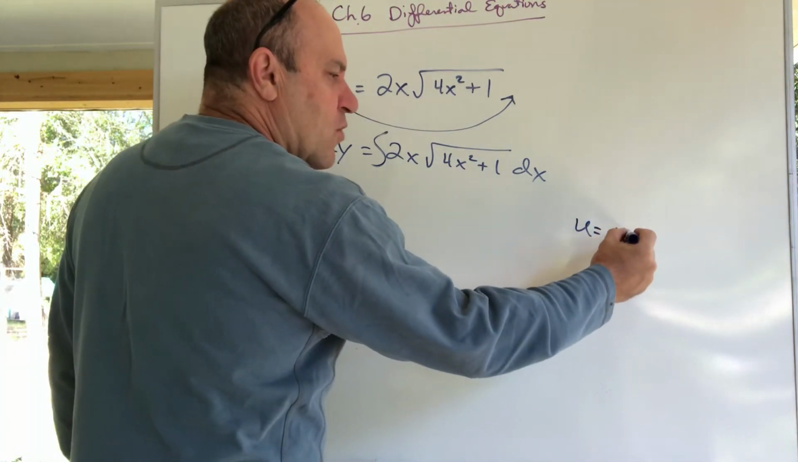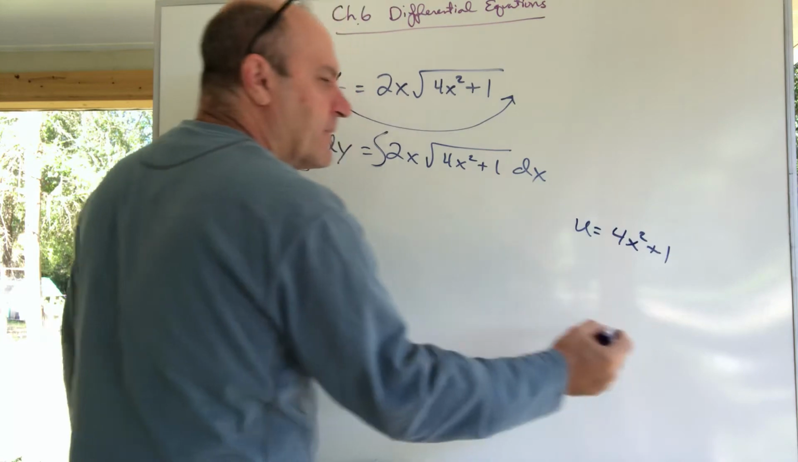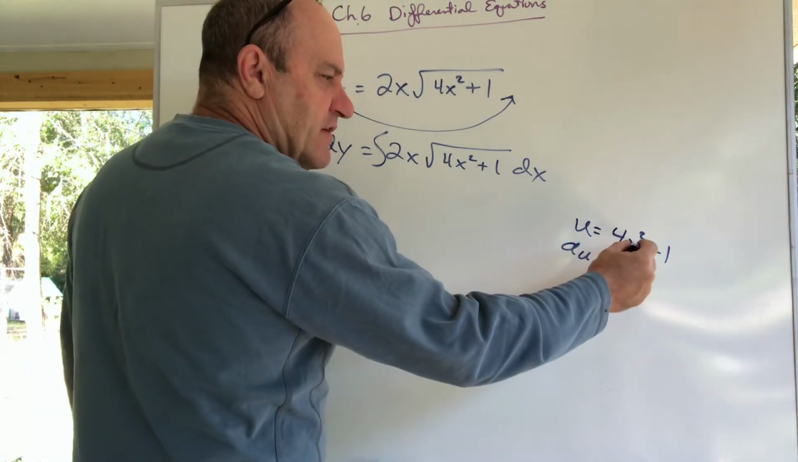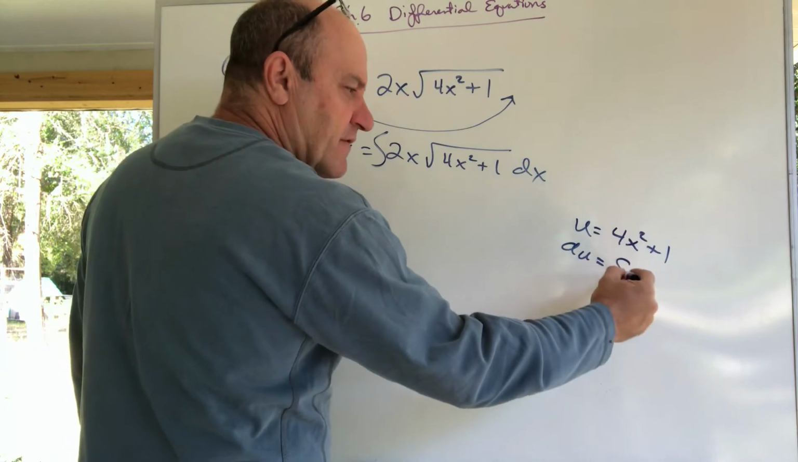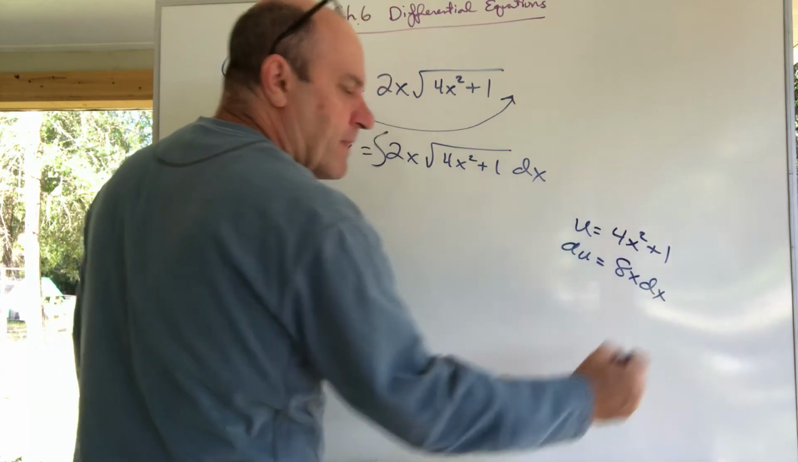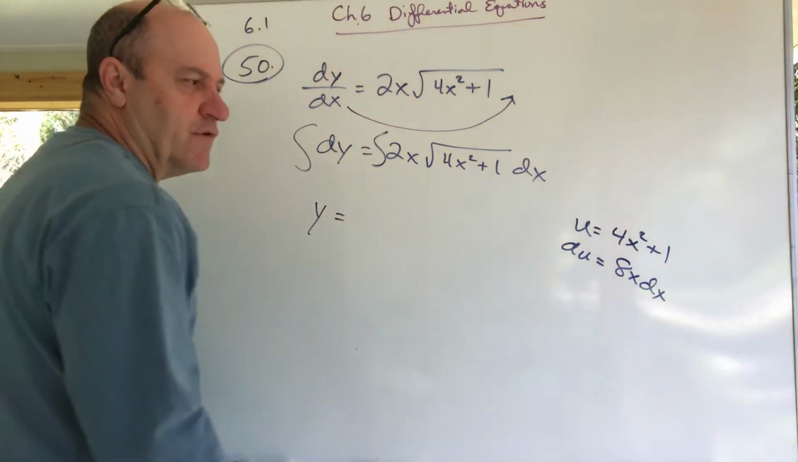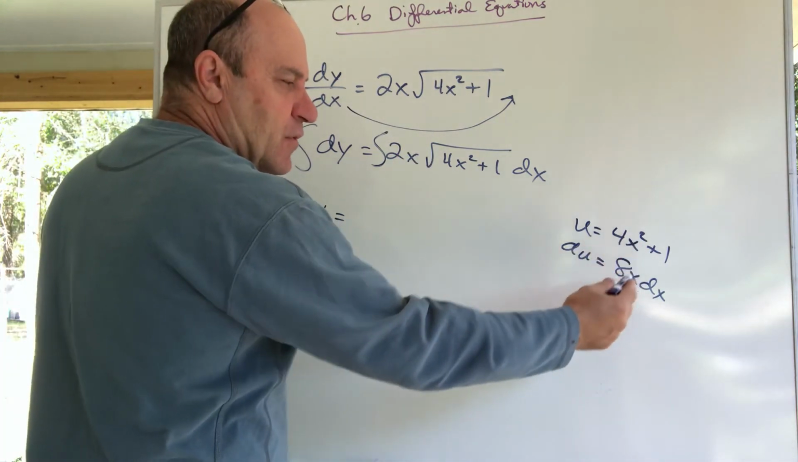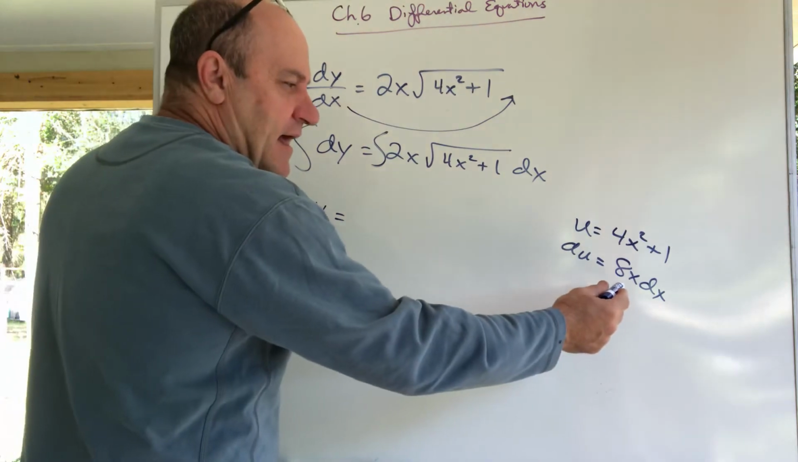You let u equal what's under the radical. And then you find du, which is the derivative right here. So you do this derivative. We learned u substitution in chapter 5 leading up into this stuff. So u substitution is an important way to integrate. I like this.